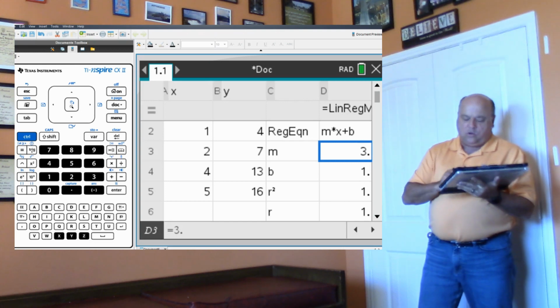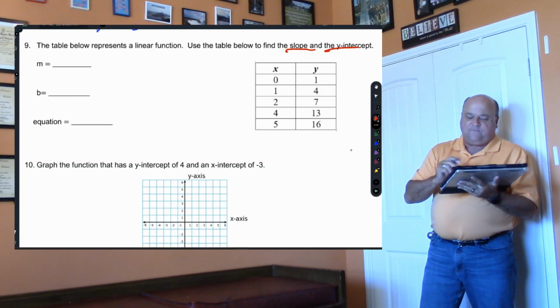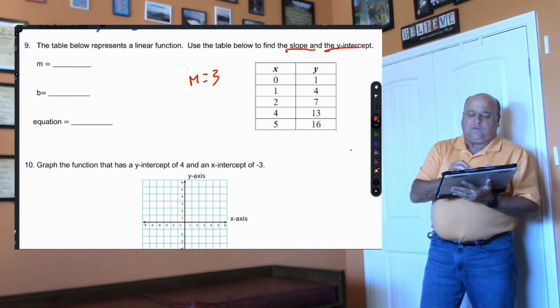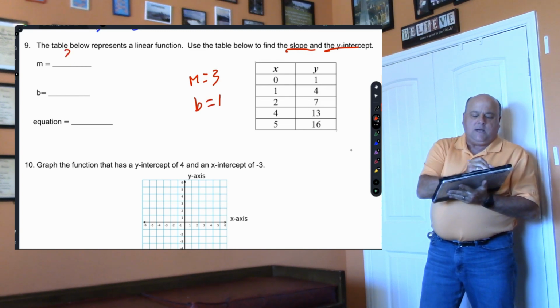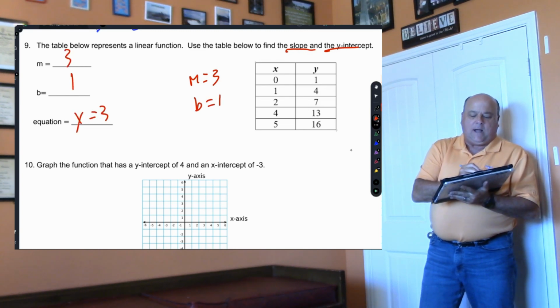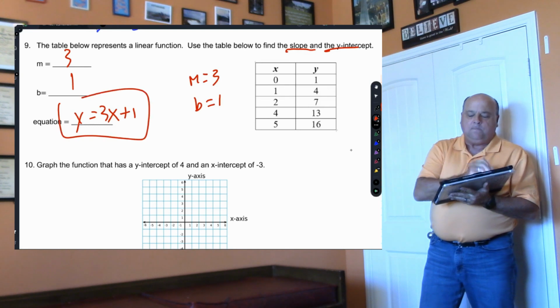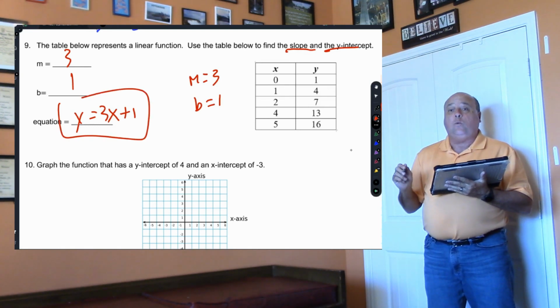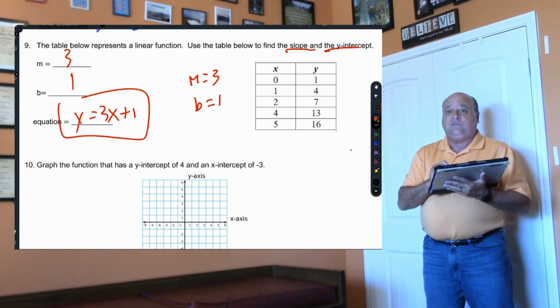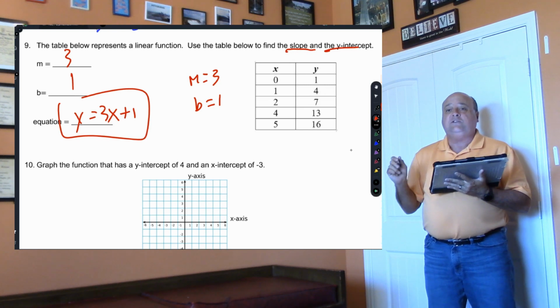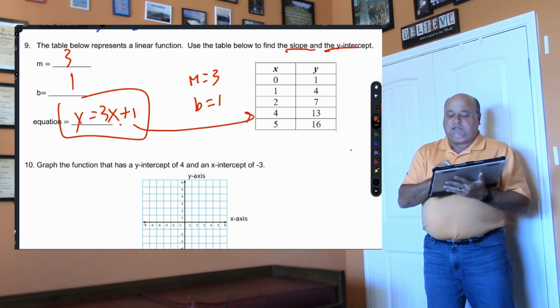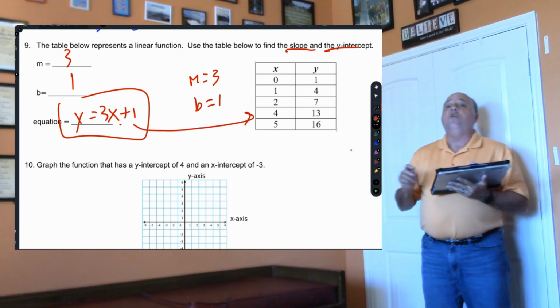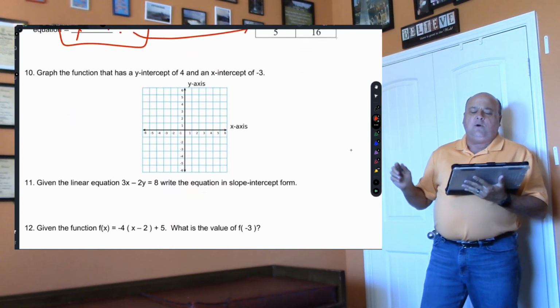F-U-N, fun, fun, fun. So my M is equal to 3, my B is equal to 1, and my equation would be y equals 3x plus 1, wouldn't it? Notice if you take these numbers and multiply by 3 and add 1, you'll get the y, won't you? 3 times 5 is 15, plus 1 is 16. 3 times 4 is 12, plus 1 is 13. This equation generates that table.